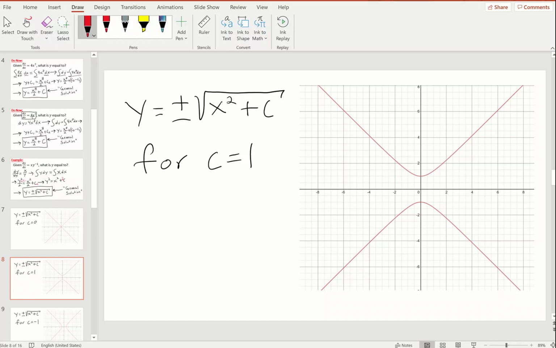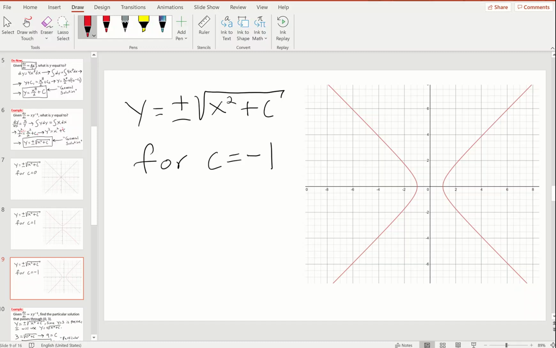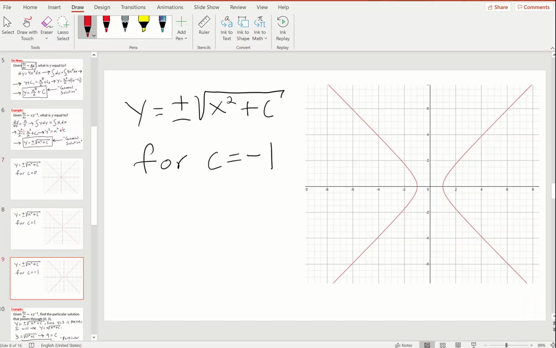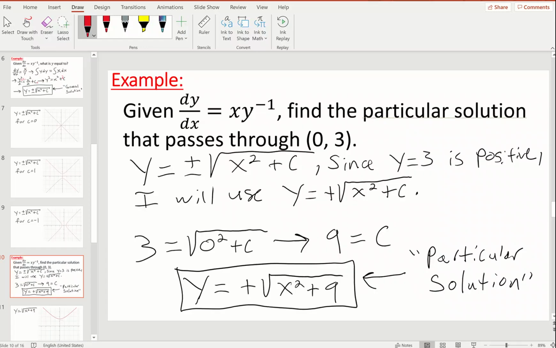For c equals 1, it looks like this. You might recognize this as a hyperbola, and indeed that's what it is. And for c equals negative 1, the curve looks like this. So these are all actually hyperbolas, just for varying constants. All right.